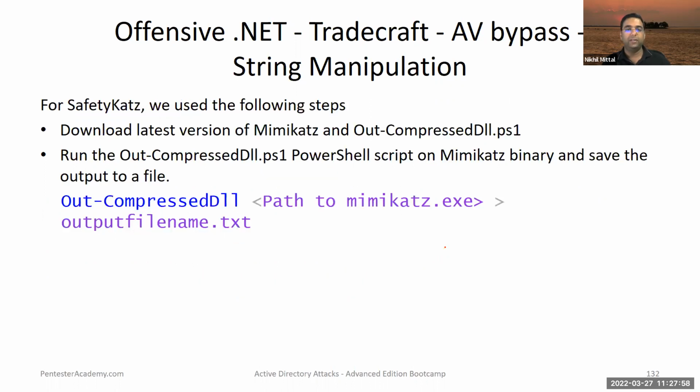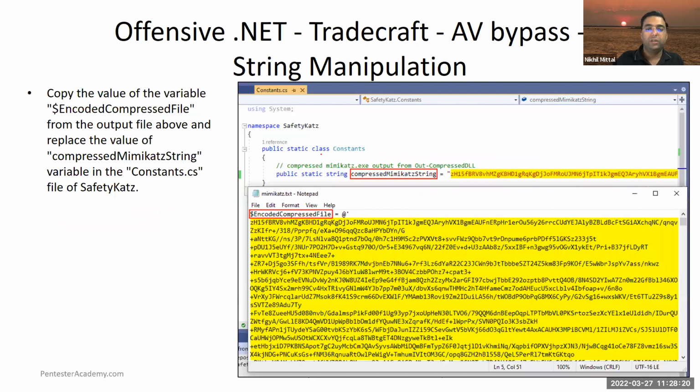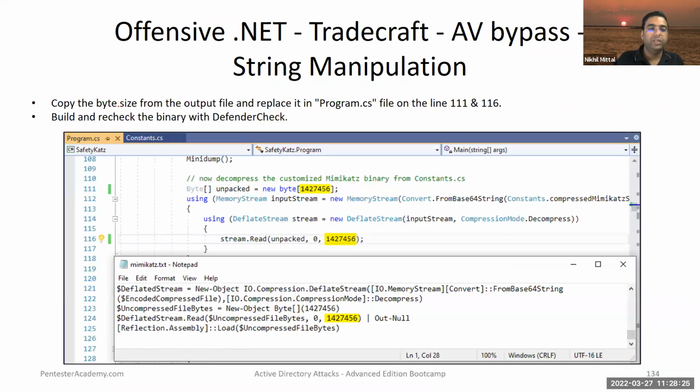As simple as that. We can do a similar thing for SafetyKatz. The steps that we used are, we downloaded the latest version of Mimikatz and Out-CompressedDLL. Out-CompressedDLL is a script that, as the name suggests, can be used to compress DLLs or executables as well. So we compressed the Mimikatz binary, copied that value in SafetyKatz, changed the byte size because of the version change, some byte size would change, rebuilt it, and voila.